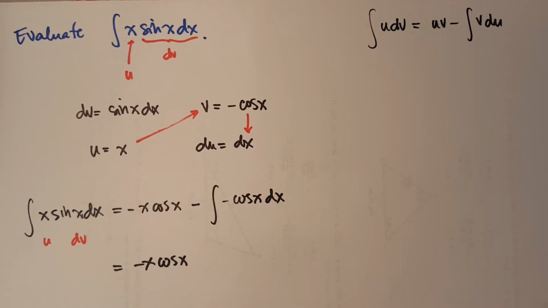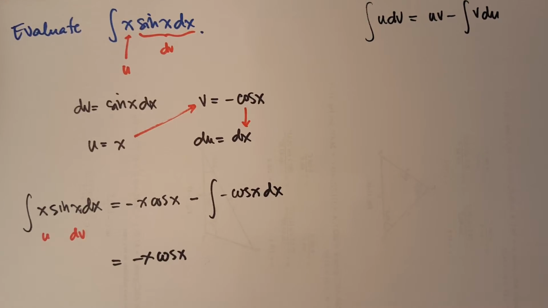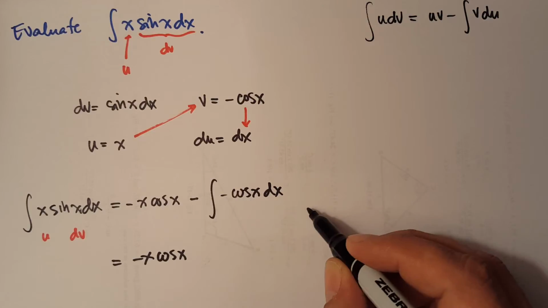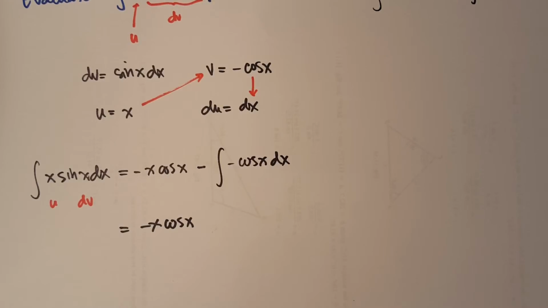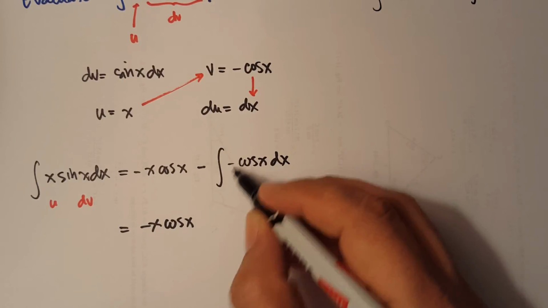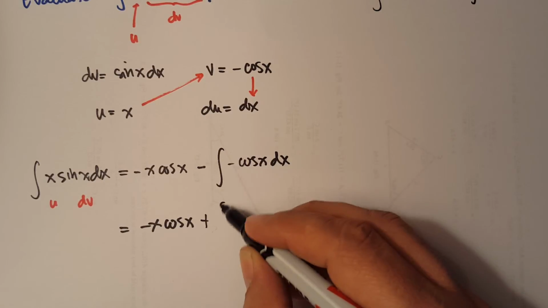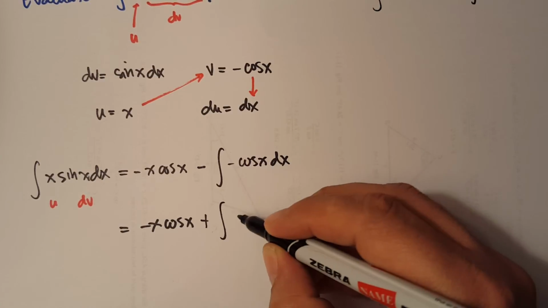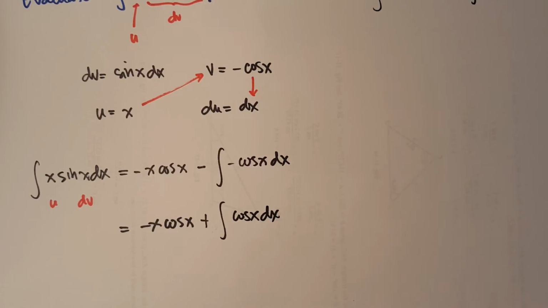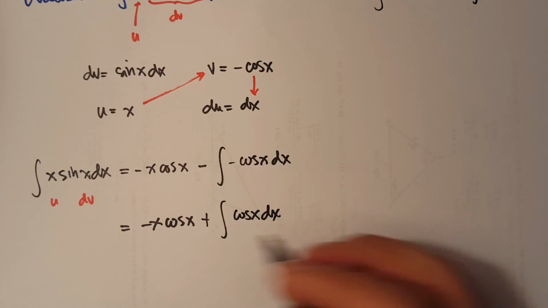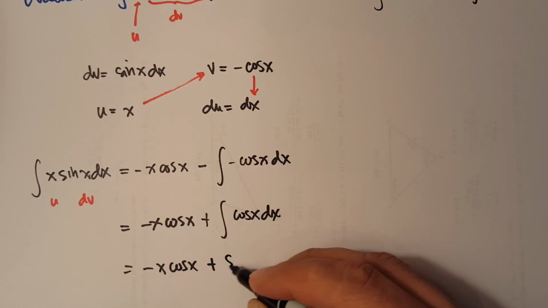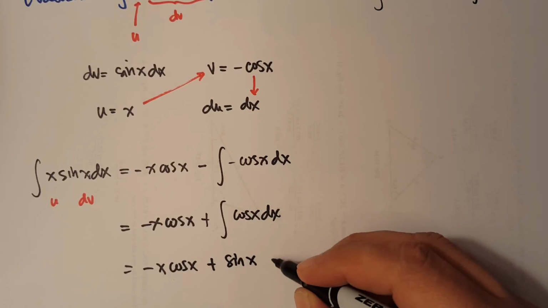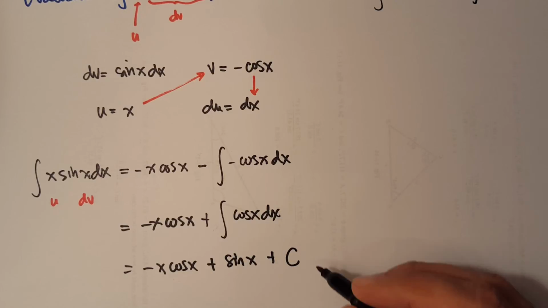So what do we have so far? Can we take the integral of this now? What's the integral of negative cosine x dx? We can bring out the negative, so this is equivalent to plus the integral of cosine x dx. So what is the integral of cosine x dx? That is sine x. And now we add the constant.